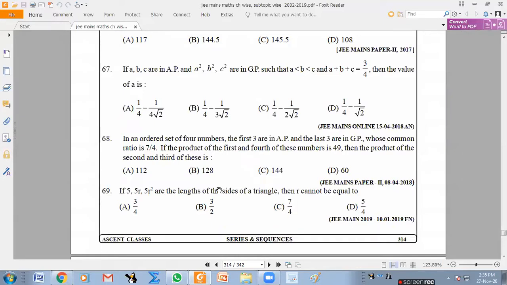You'll get easily. Sir, A square, B square, and C square in GP means A, B, C are also in GP now. No. A, minus B, C also can be GP. You should not forget that. They did not say they're positive or negative. So B square can be plus AC or minus AC. Whatever it is, B square can be plus AC or minus AC. That's what I'm saying.